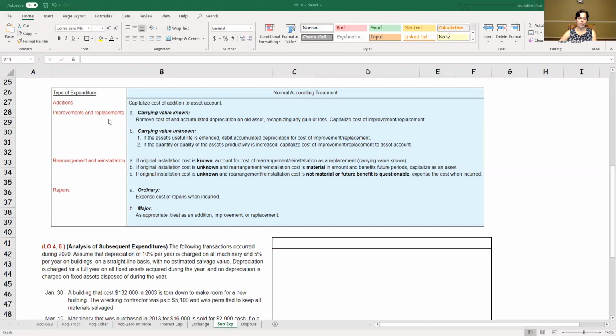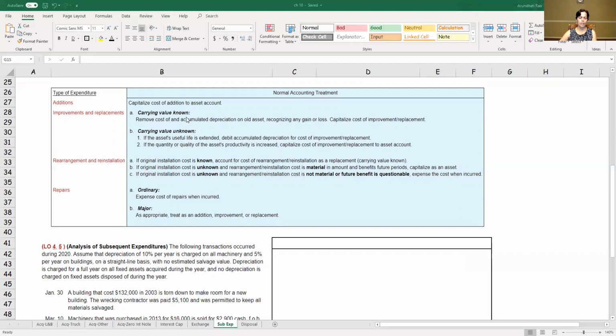Improvements and replacements. If the carrying value is known versus carrying value is not known. If the carrying value is known, you will remove the cost and accumulated depreciation of the old asset as you would do in terms of disposing an asset, recognize any gains or losses, and then you will capitalize the cost of improvement. Very often it's very difficult to know the cost of any one piece of the asset.